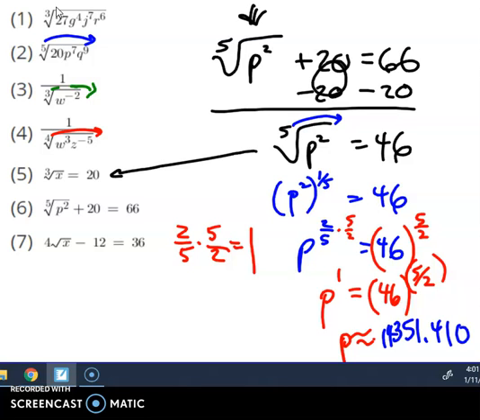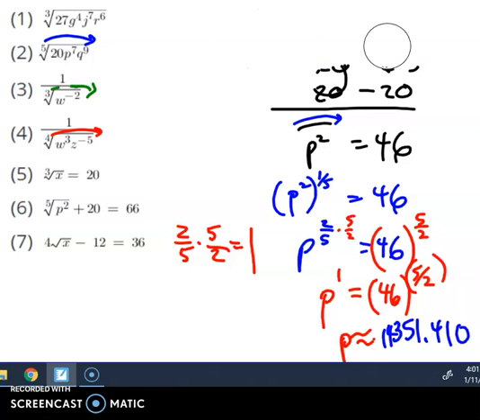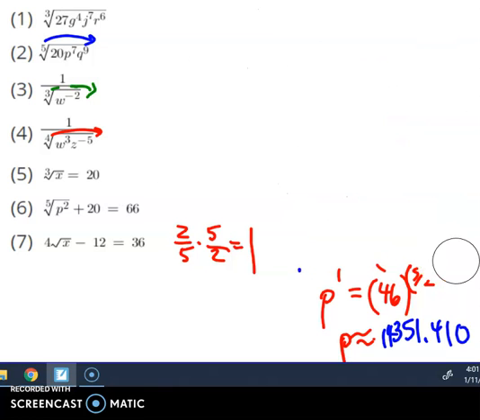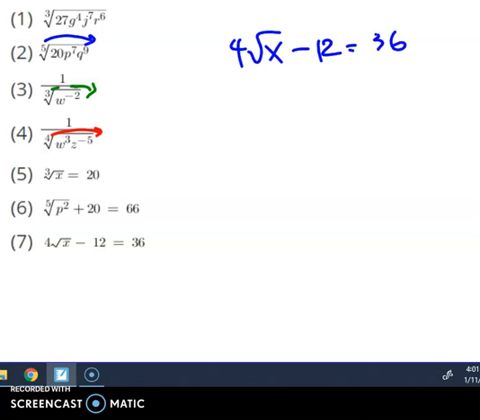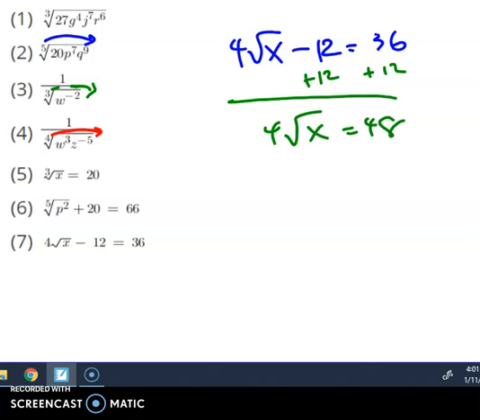All right, final problem. Again, same steps. We need that radical by itself, and then turn the radical exponent into a 1. So 4 times the square root of x minus 12 is 36. The first step would be to add 12 to both sides. And then we're going to divide by 4.